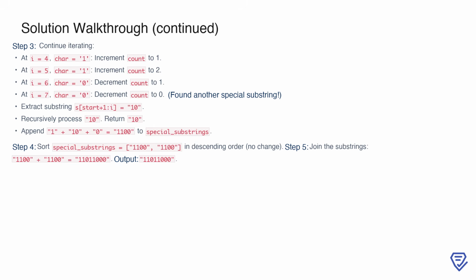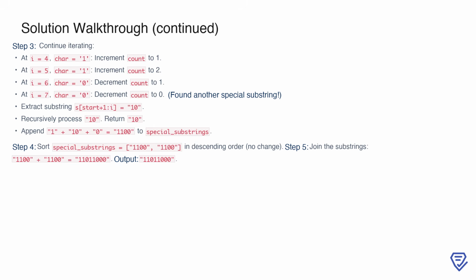At index 6, the character is 0, so count decreases to 1. At index 7, another 0 brings count back to 0, signaling that we've found another special binary substring. We extract the inner part from s, start plus 1 to i, which is again 10. Recursively processing 10 returns 10, and we reconstruct the full substring as 1 plus 10 plus 0, resulting in 1100. This is added to special_substrings, which now contains 1100.